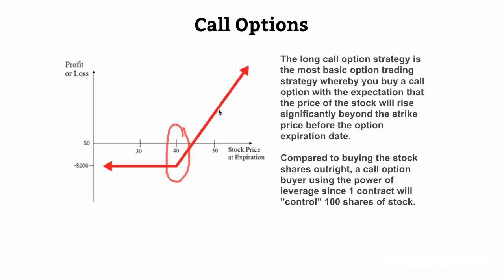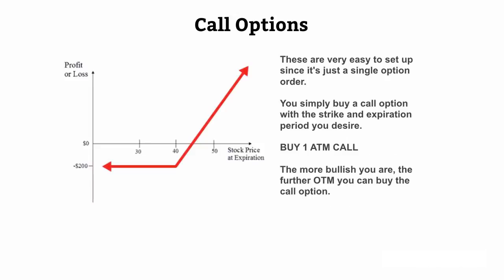Now, your expectation, obviously, is that the stock price is well beyond the 40 price at some time in the future before expiration date. So if right now the stock price is at, let's say, $30, you're going to hope that it's beyond $40, because that's your strike price, and it's beyond that price point in the future for you to make money. Now, compared to buying the stock shares outright, a call option buyer uses the power of leverage that we've talked about previously, since one contract will control or leverage 100 shares of stock. So that's the benefit to doing this: we have power and leverage, and we can kind of pick our points. We assume that maybe the stock is going to go higher than 40. So let's continue here further.